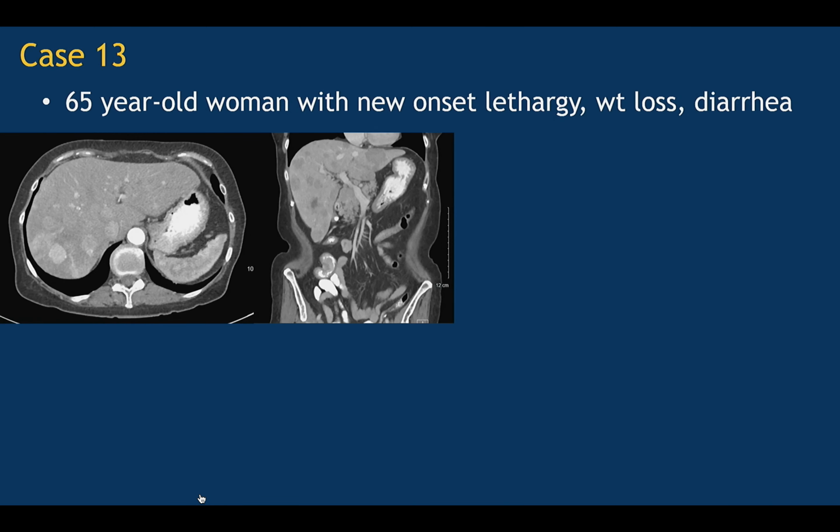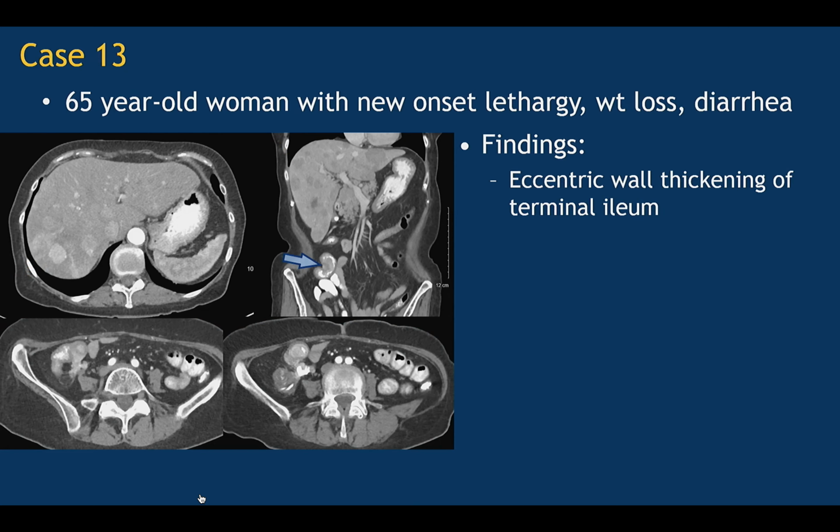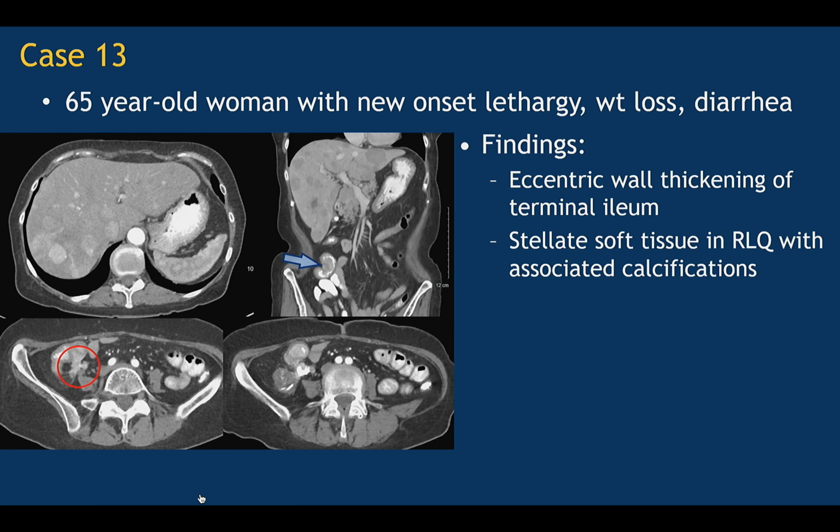Case 13 is a 65-year-old woman with new onset lethargy, weight loss, and diarrhea. There are bilobar liver masses. On the arterial phase, we see that they are hypervascular, and on the portal venous phase, there's washout. They become hypodense to the adjacent liver. When we look in the right lower quadrant, there is eccentric wall thickening of the terminal ileum. There is also abnormal stellate soft tissue in the adjacent right lower quadrant mesentery with associated calcifications.